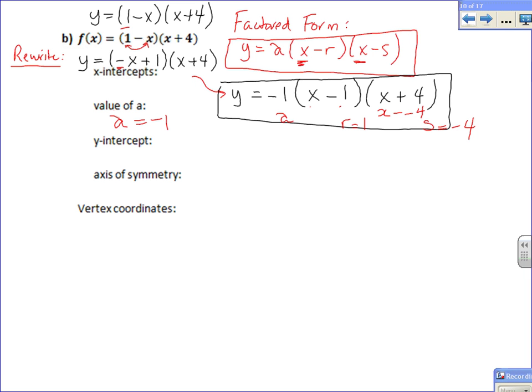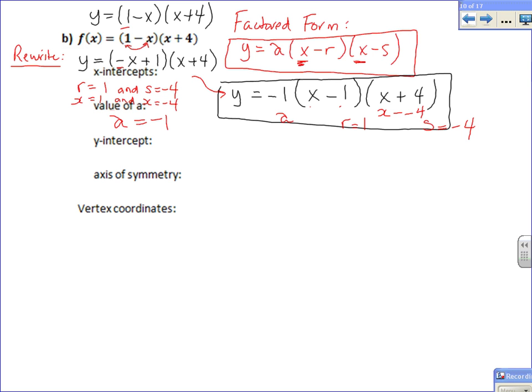Okay, so there are my two values. My two x-intercepts are, and I can write this as r is equal to 1, and s is equal to -4. Those are my two roots, or my two x-intercepts. It's also valid for me to say x is equal to 1 and x is equal to -4.